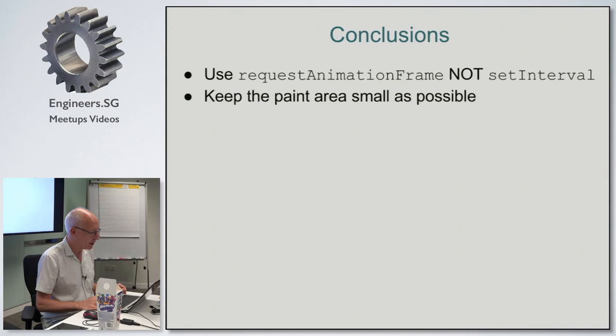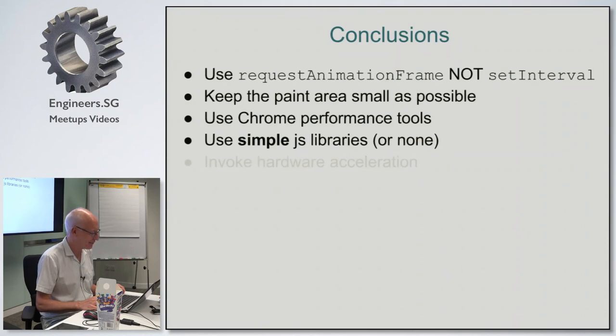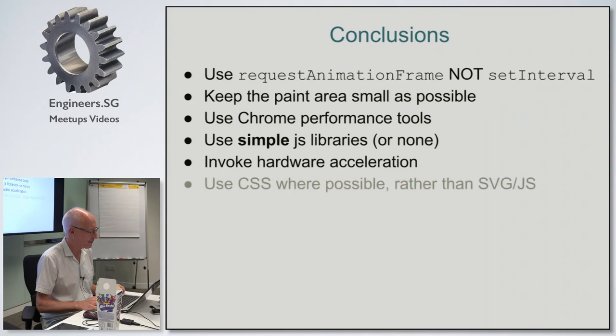Keep the paint area as small as possible, as I said. Use Chrome Performance Tools. Many hours I spent playing with those tools. They're all great. There's just so much information in there, it's fantastic. Use simple JS libraries or none at all. Invoke hardware acceleration, and if it works, please let me know. And use CSS as much as possible, but as I said, you can't always get it to play nicely with your JavaScript.